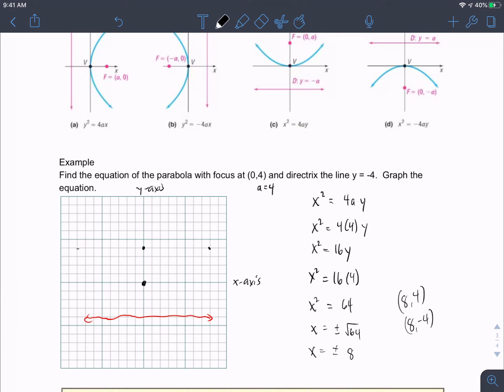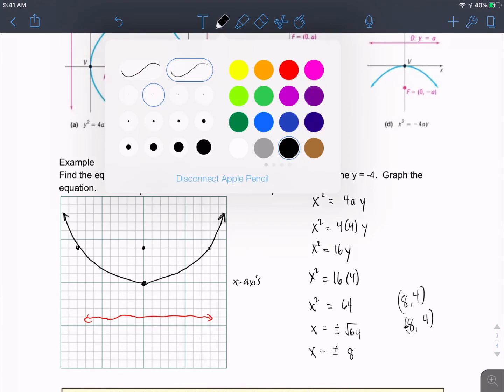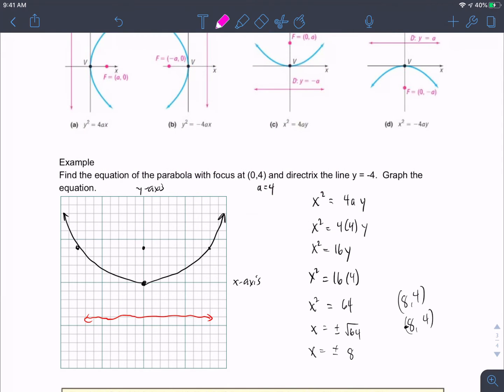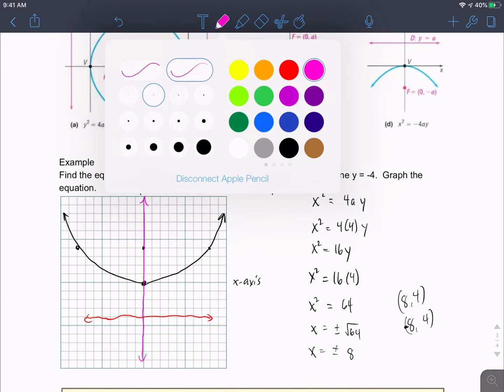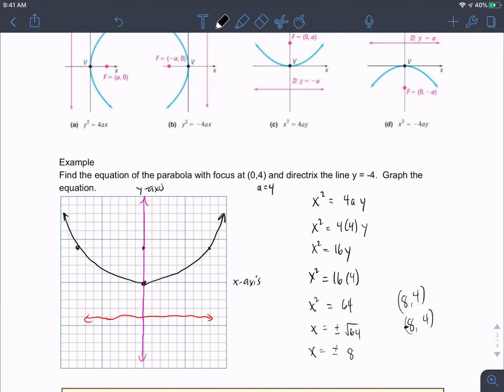I'm sorry, I wrote it's going to be 4 both times. It's going to be a negative 8. That's going to be over here. And so my parabola, just like I said, opens up. And there's the picture of it. Now notice that the focus is also where the axis of symmetry occurs. I want to make sure I point that out. That is the axis of symmetry. And the focus always has the axis of symmetry going through it.